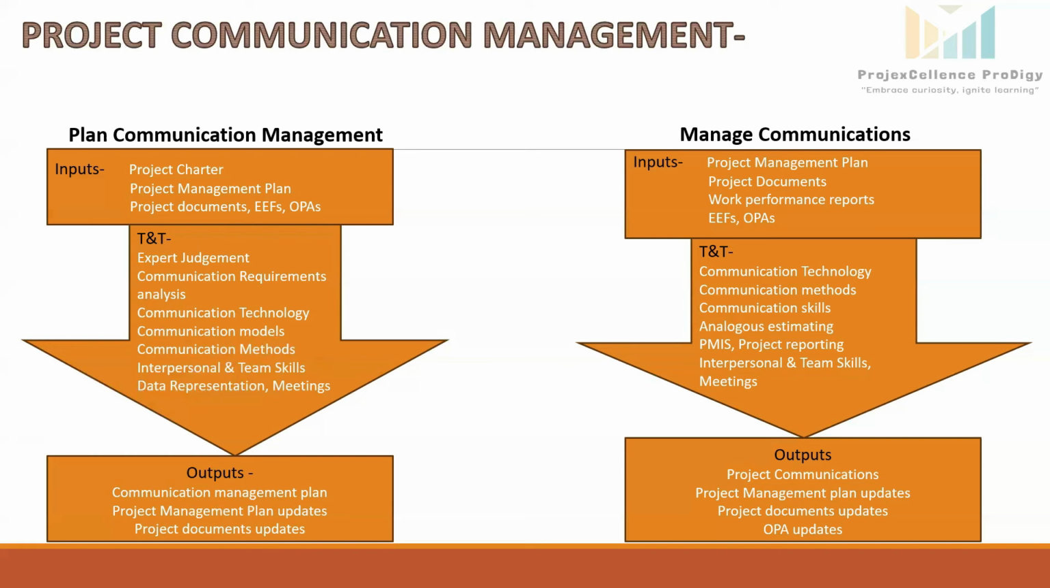Next input is project management plan. This plan includes multiple components and subsidiary plans that guide the communication, like resource management plan. It will specify how team resources will be categorized, managed and allocated, which may affect the communication need. For example, the resource management plan in our solar power plant project will specify how the team members like engineers and contractors, they will communicate among each other during the construction and installation phase.